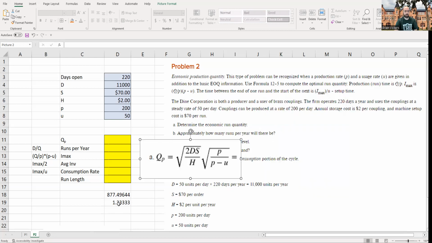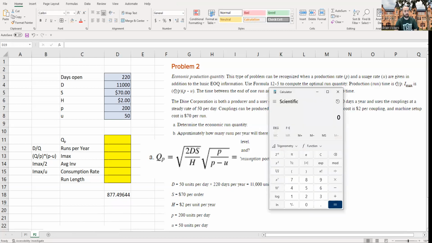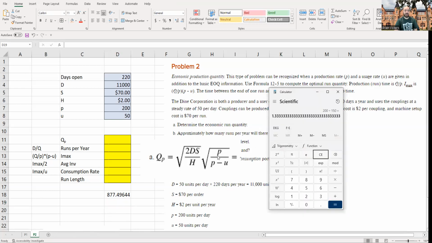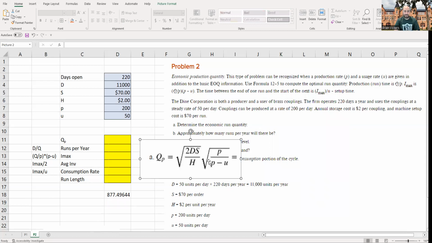Oh, of course. I skipped a step. I knew that didn't seem right. I only did 200 divided by 150 here. I didn't find the square root of it. I knew it didn't feel right. I kept second guessing and looking at it.